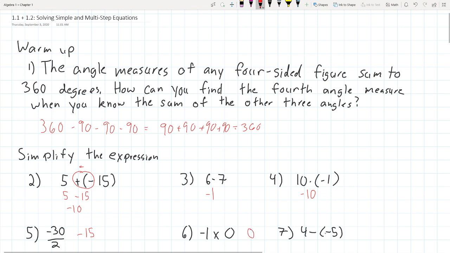Number 7, 4 minus negative 5. 4 minus negative 5, again, like in number 2, I kind of don't like this. I want this to change. I'm going to change it to a single operation, and that operation is going to be a positive. A negative and a negative make a positive. So I rewrite this as 4 plus 5. 4 plus 5 is 9.